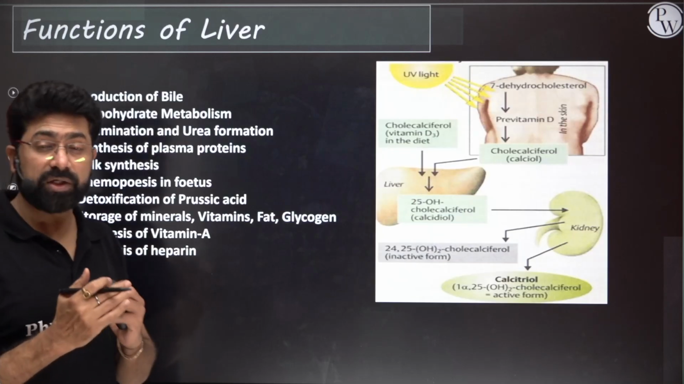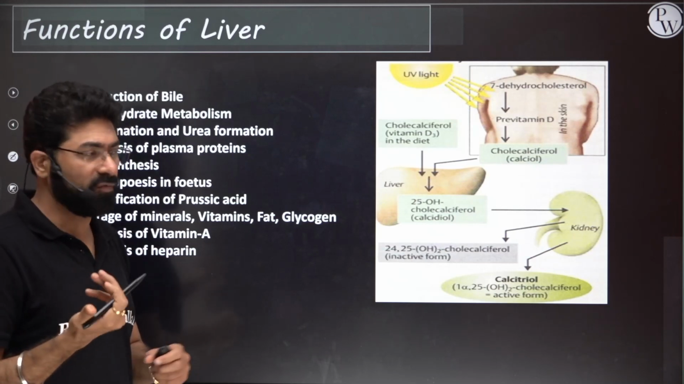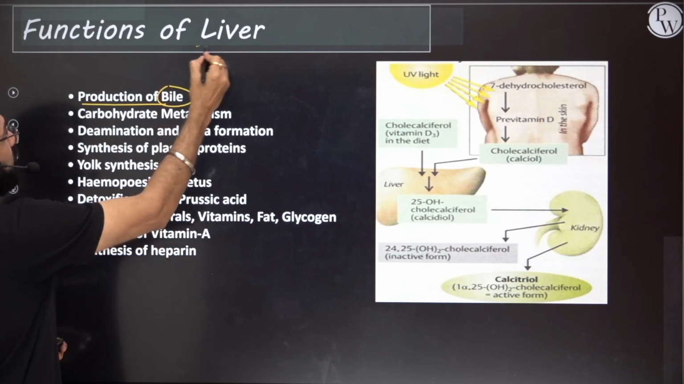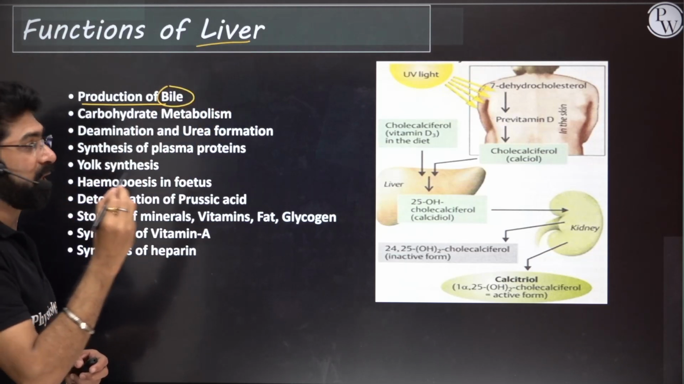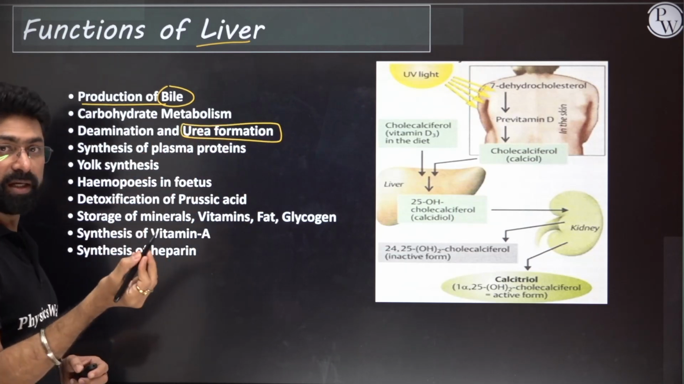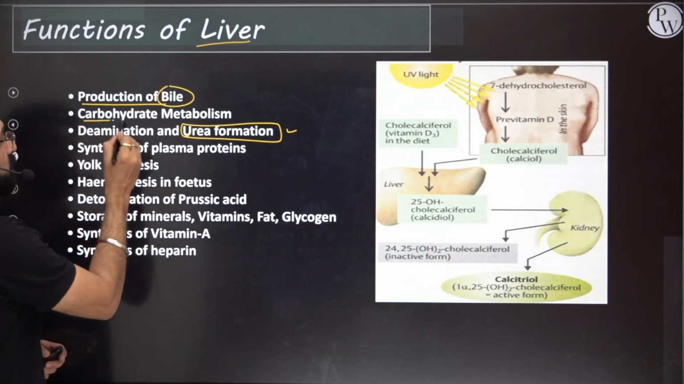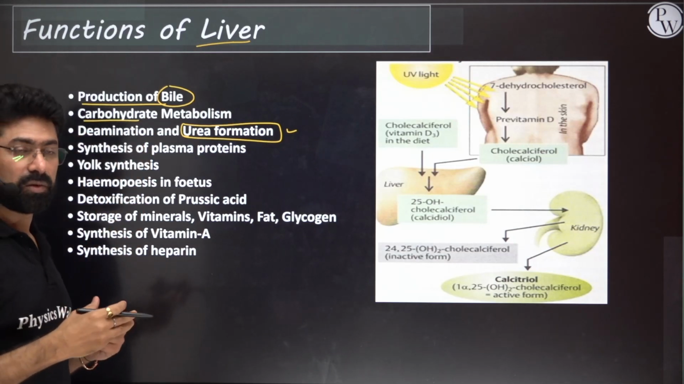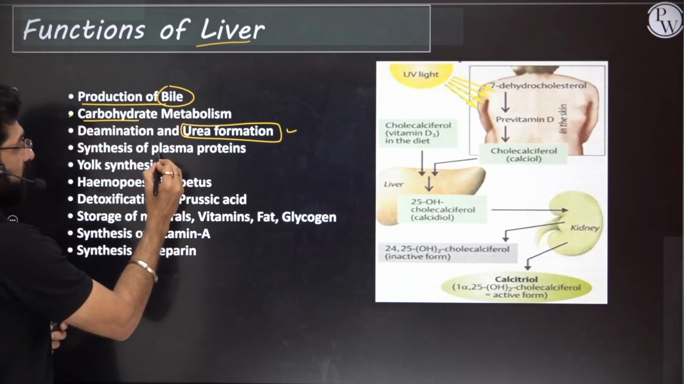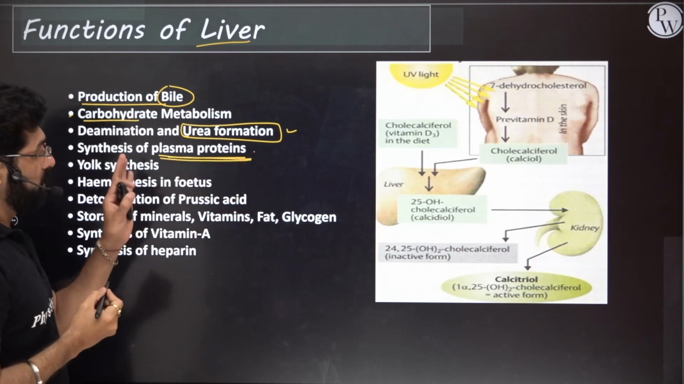Let's talk about the functions of the liver. There are more than 500 functions of the liver, but a few of them we'll talk about here. Production of bile is a function of the liver. Even urea production takes place only in the liver. It is removed by the kidneys, but production of urea takes place in the liver only. Carbohydrate metabolism, that is glycogenesis and gluconeogenesis, is controlled by the liver only. Synthesis of plasma proteins like fibrinogen also takes place in the liver only.